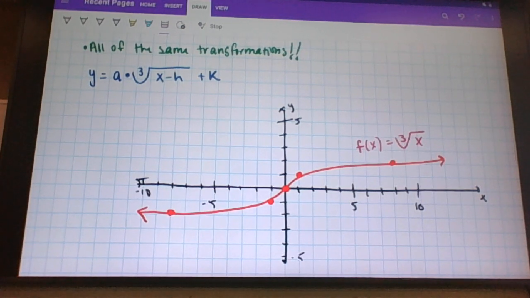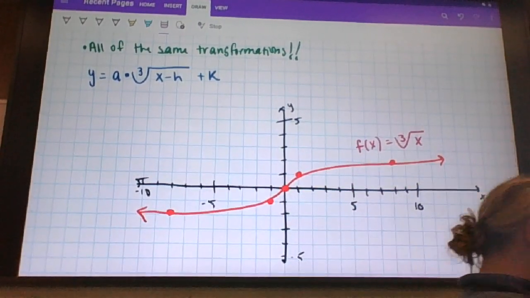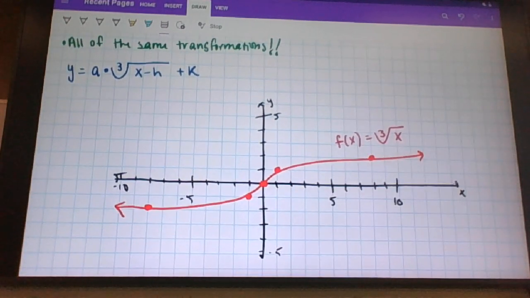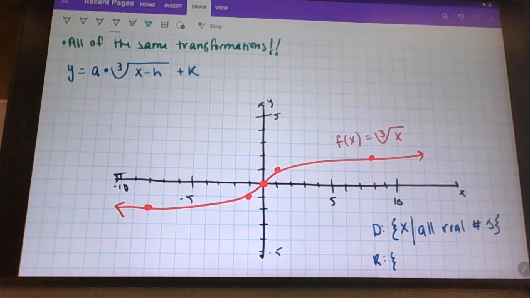Whatever. So this one, since it goes both ways, has like that same old boring domain of all real numbers. And it has the same old boring range of all real numbers. So, boring, yes.